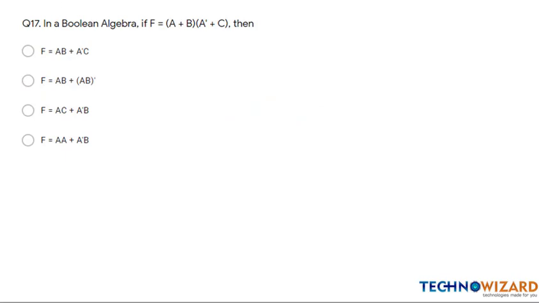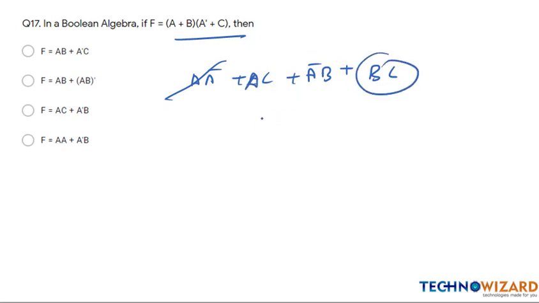In a Boolean algebra, this is given. What is the function? Now I am multiplying this, A bar plus AC, opening the brackets, A bar B plus BC. A A bar will be 0. AC plus A bar B plus BC. Now the redundant term here is BC. Therefore, answer will be AC plus A bar B.